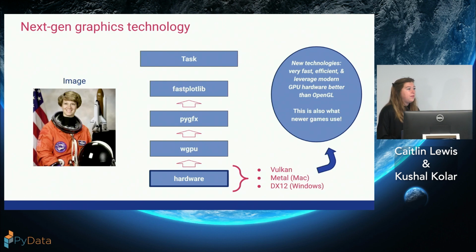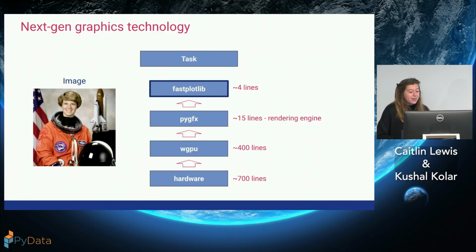And the biggest thing is that they leverage modern GPU hardware a lot better than OpenGL, which is what a lot of other open source visualization libraries are built on, and it's slowly being replaced by these newer technologies. But today, we're going to focus on fastplotlib, the library that we develop. And to put us back into perspective, the goal is to create really performant visualizations in an easy, intuitive way.